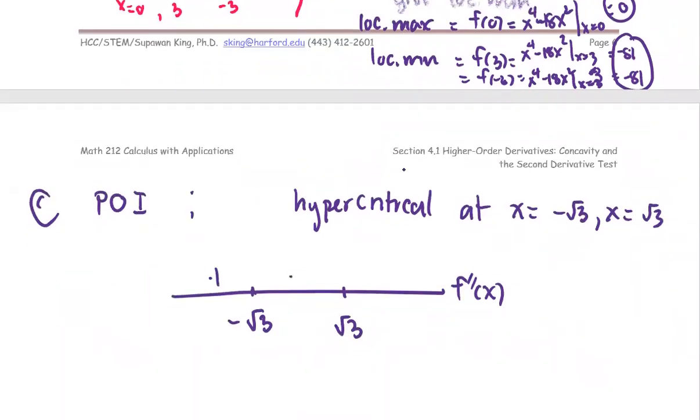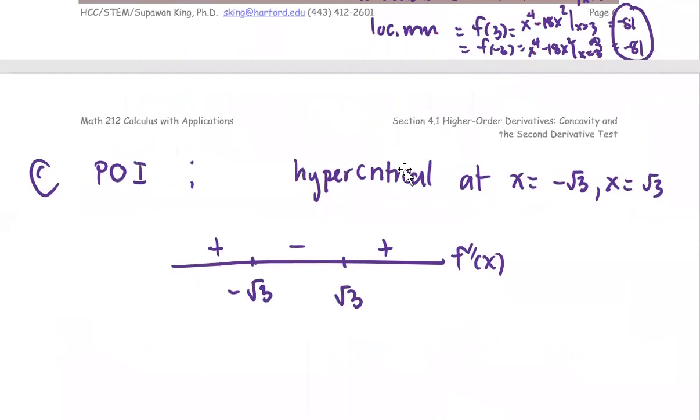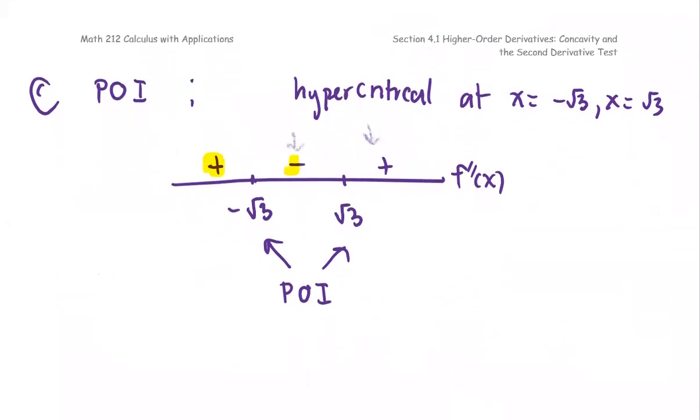So plus sign here, minus sign, and plus sign. If the sign switches from one to another, that means both points here are points of inflection, because the sign switches from positive to negative and also from negative to positive. Okay, so when the sign switches, that point is called the point of inflection.